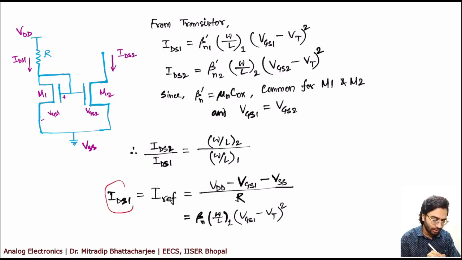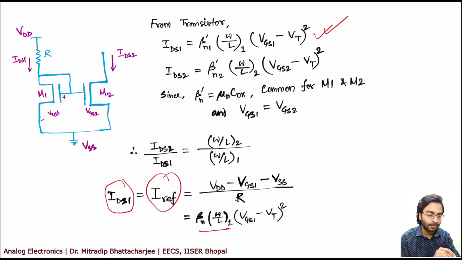However, IDS1 value is beta n W by L1 times VGS1 minus VT whole square. That I already have written. This is your reference current. This current is going to decide what is the bias in the other branches. Okay. Anyways, in this case, you have to choose a proper R value as well, because this current will be decided by the R value as well. This is the current mirror circuit.